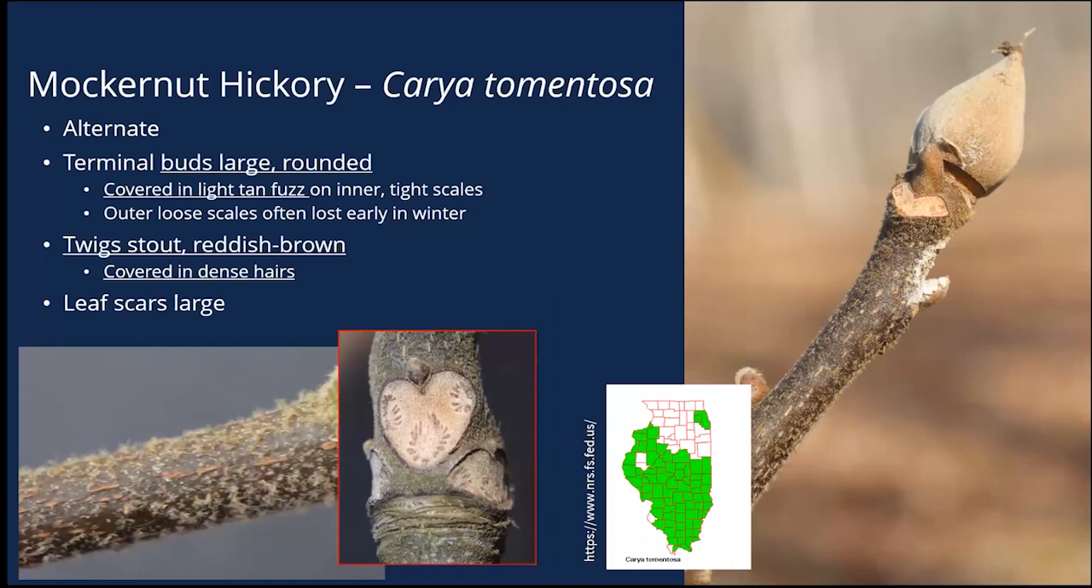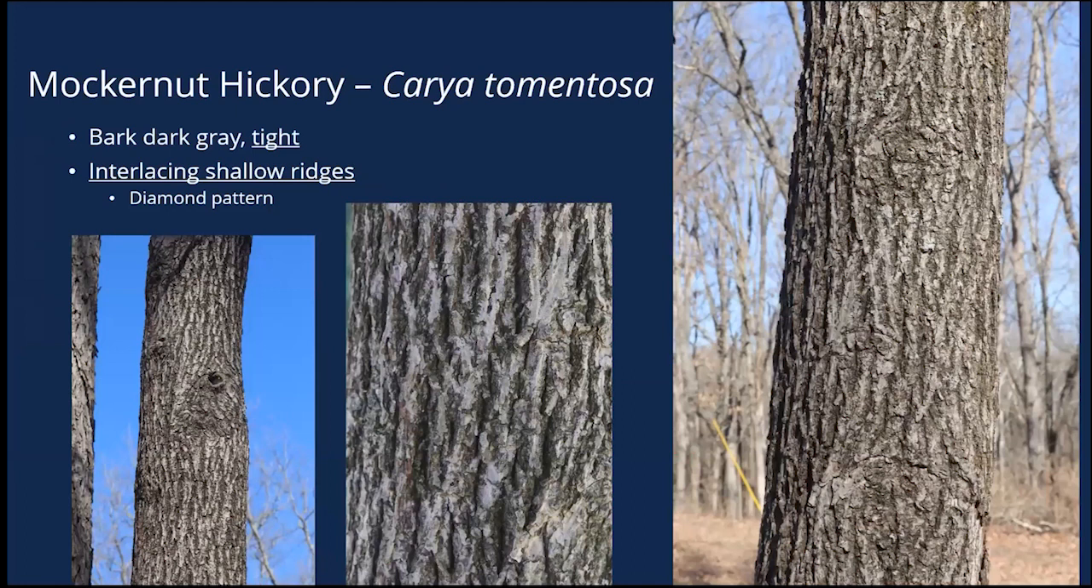This is almost the tightest bark of the hickories, in terms of there's usually almost no flaking whatsoever. Thin, tight bark for Mockernut hickory, with a clear diamond pattern to it. So it doesn't scale, doesn't flake at all.